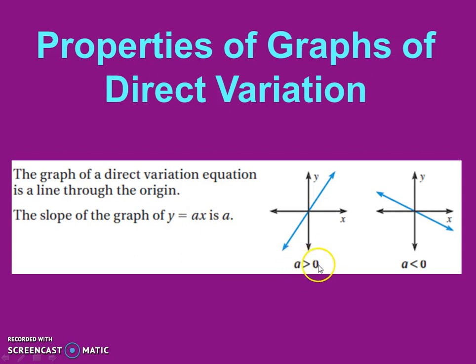Okay, when a is greater than 0, therefore a positive number, we get a line that's increasing from left to right, still going through the origin. If you have a constant of variation or a slope that's less than 0, so it's negative, that's when we get a decreasing line, but again, it still has to go through the origin. So a straight line through the origin, that's what makes it direct variation.